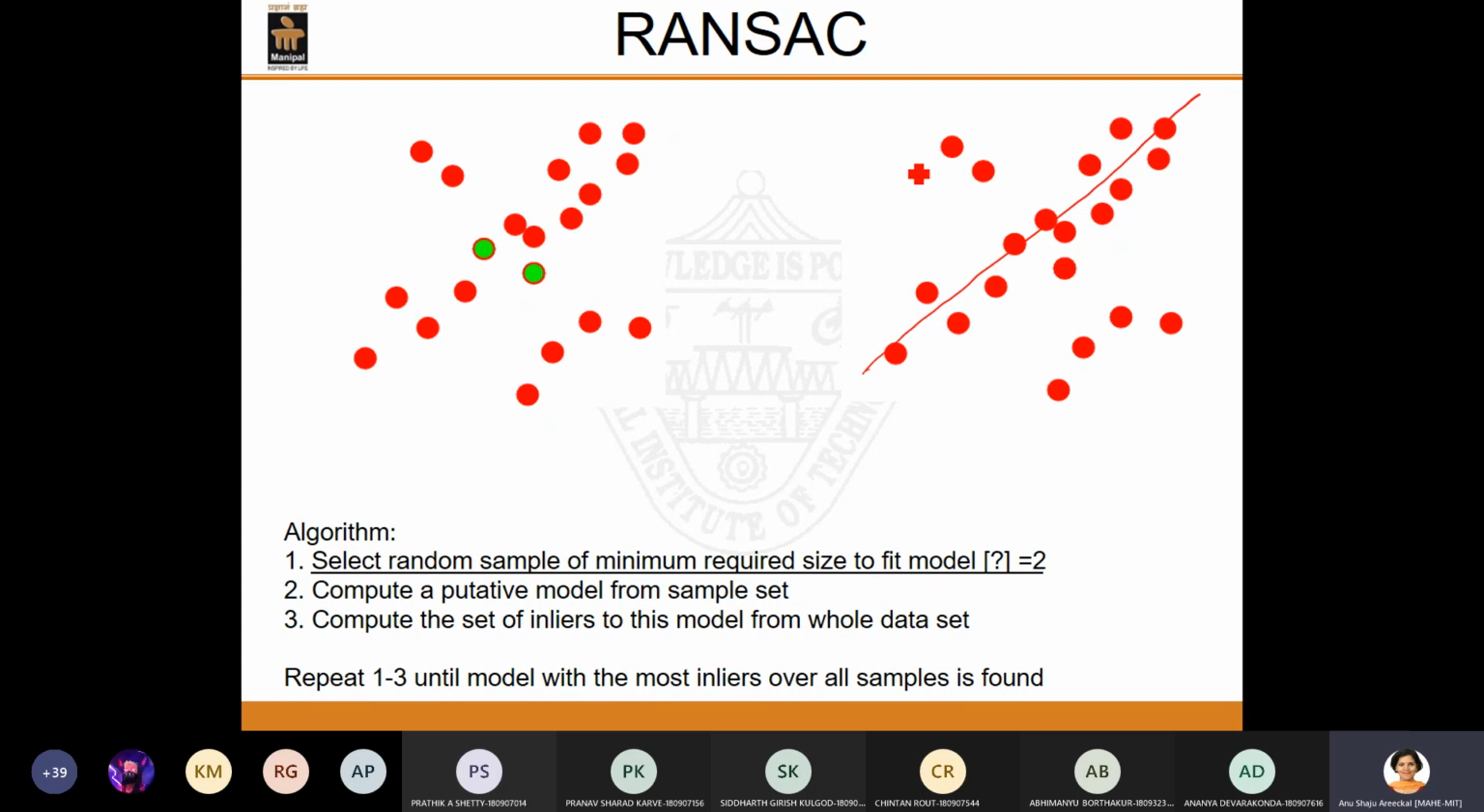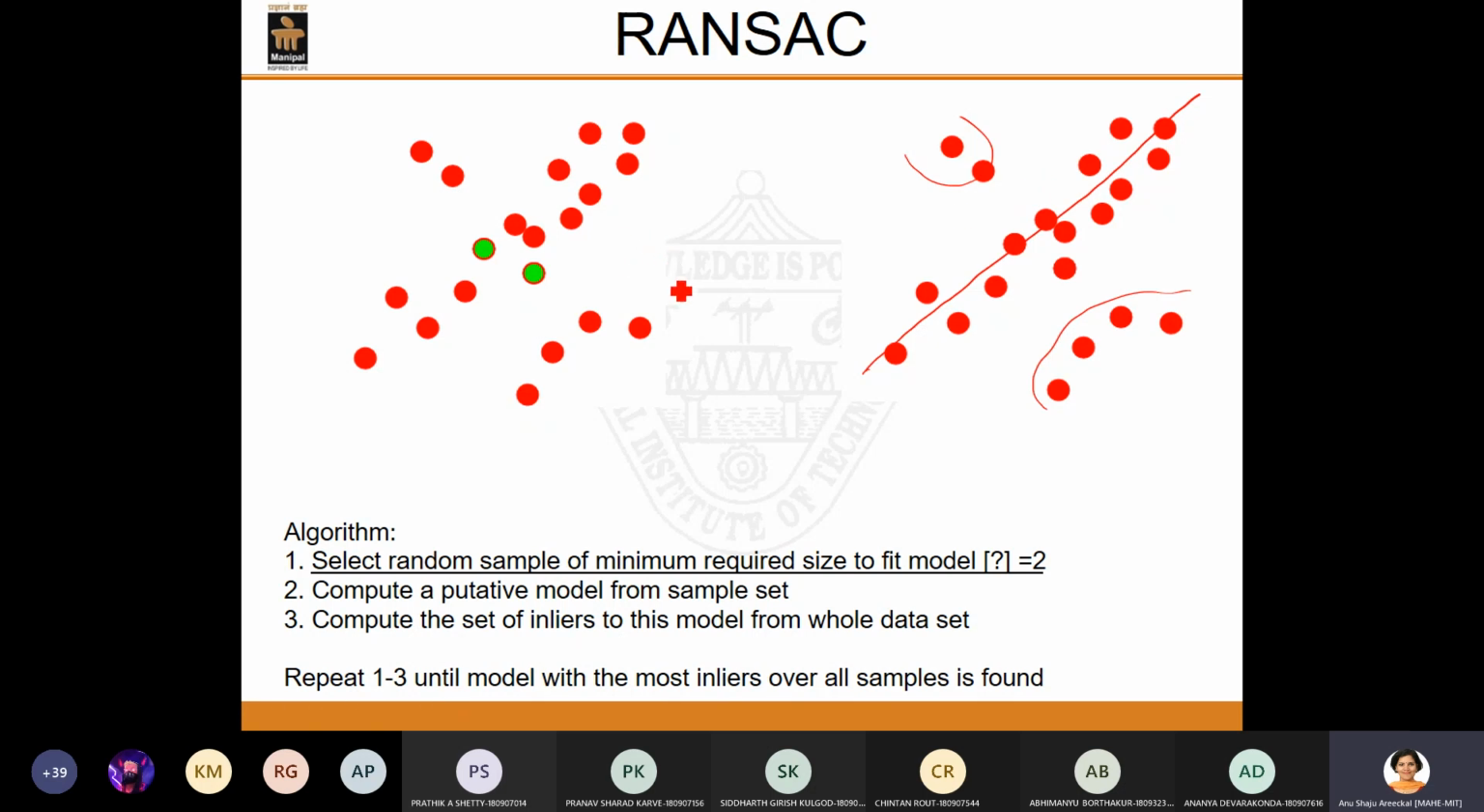Okay, and in this case, these as well as these points are the outliers with respect to this particular line fitting model that we are considering. So in this example, let us see how the RANSAC algorithm is able to identify these outliers.